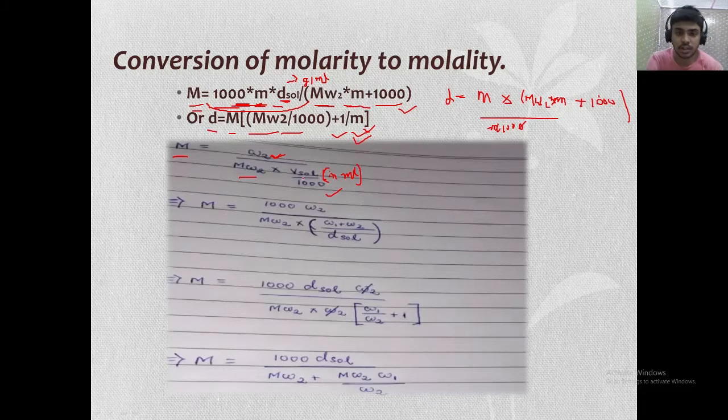So how can we do? You know that volume equals to mass by density, or you know mass equals to volume into density. So volume equals to mass by density. So what is the mass of the solution? Weight of the solvent plus weight of the solute. So that will give the total mass of the solution, right? And by the density of the solution, it will give the volume of the solution, and this 1000 I have multiplied, it will go up.